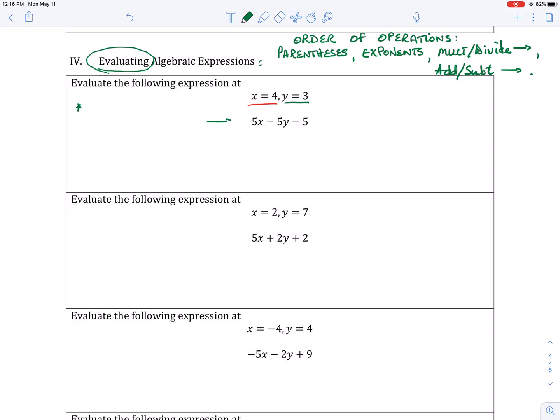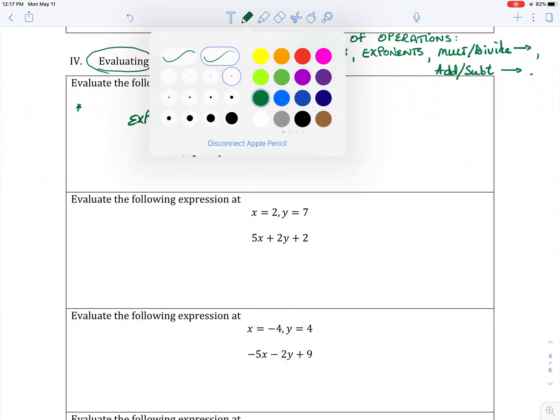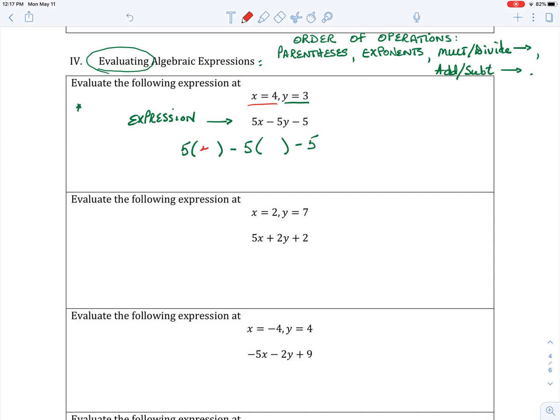This is the expression here. So I'm going into the expression. I'm going to leave a vacant spot for the variables, and then in place of the variables, I'm going to put in a 4 for x and a 3 for y. So that's the substitution part. Now I have to do the evaluating part.